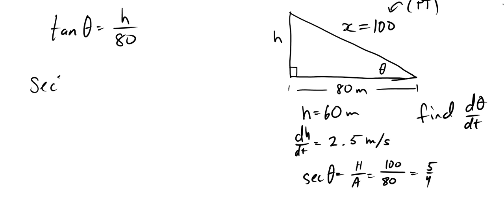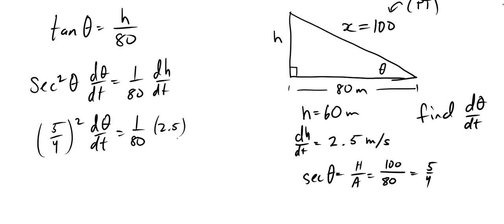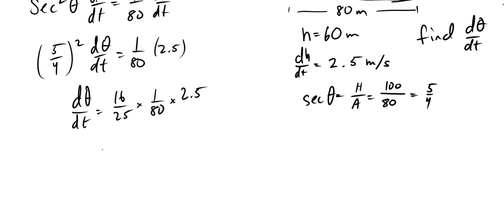And now we can just go ahead and do this. Secant squared theta d theta by dt equals 1 over 80 dh by dt. So 5 over 4 squared. What does this work out to? Does anybody have that answer? Aleph, do you have it? 0.02. And that should be radians per second. Therefore, the angle of elevation of the person's line of sight is increasing at 0.02 radians per second.